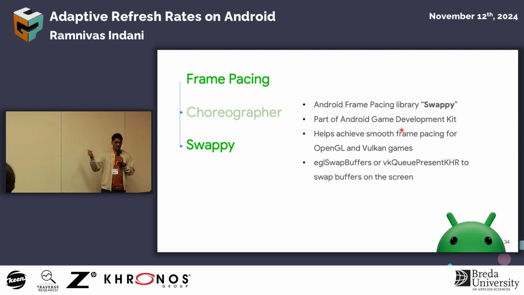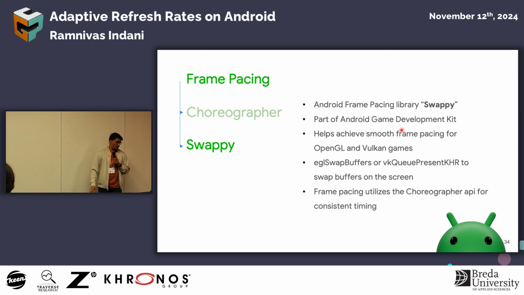So when you do the EGL swap buffer or vkQueuePresentKHR, this automatically swaps the buffers on the screen for you and manages that frame pacing for you. So you no longer have to manage this frame pacing. And the good thing is that this uses the very stable APIs of Choreographer, so it relies on similar APIs which already exist. So it does not bypass any of those systems. That way, it is very reliable as well.